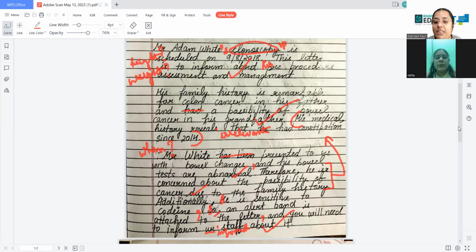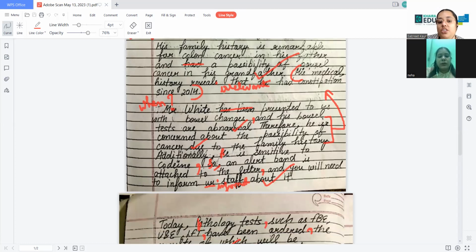And this information, as we already discussed, that he's concerned about the possibility of cancer because of the family history, will be with the details of the family history, so that there is no repetition of information, and both the ideas which are similar can be together in one paragraph. Then, additionally, you put a comma. So after commas, we don't have the next letter in capitals. So H would be in lowercase. He's sensitive to codeine. After codeine, a comma is again required.